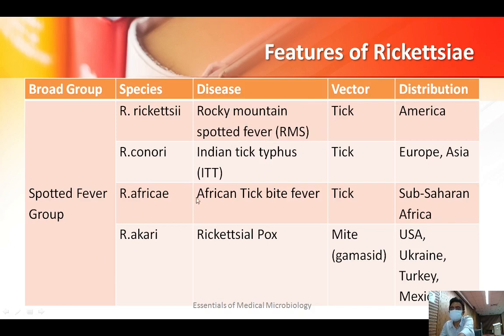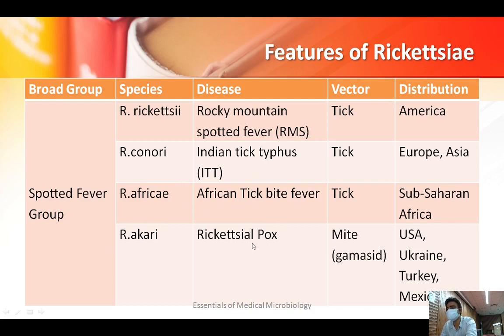Then Rickettsia africae and akari are less severe. They cause less severe disease, and these are all transmitted by tick except for rickettsialpox, which is transmitted by mite. All of these Rickettsia infections basically cause fever, and then rashes on the human body. That is why it is known as the spotted fever group. You will have a lot of maculopapular rash, which may be a hemorrhagic rash also. In africae and akari, you see basically a vesicular rash.